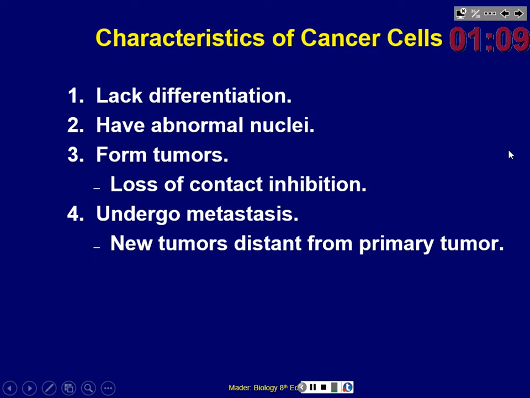And you ladies could probably teach this better than I could. Okay, undergo metastasis. They also have the ability to undergo angiogenesis. What is angio?